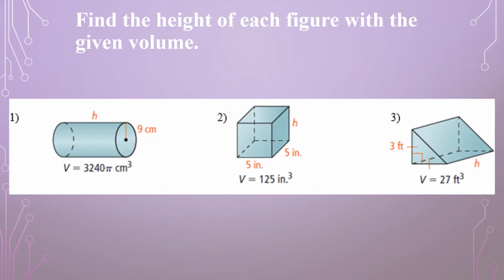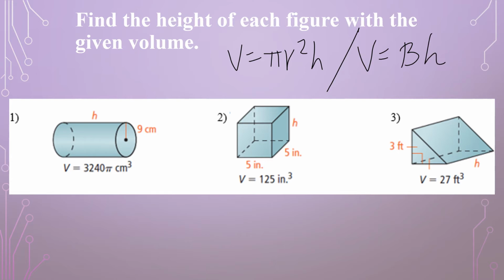These ones are specifically asking us to just find the height. So again, you have V equals either pi r squared times h, or V equals b times h, or V equals length times width times height. Doesn't matter. Length times width is what b is, the area of a base. So it's the same kind of concept there. Okay, so for number 1, we have a cylinder, so we need to use the pi r squared times h. So just plug that directly into your equation.